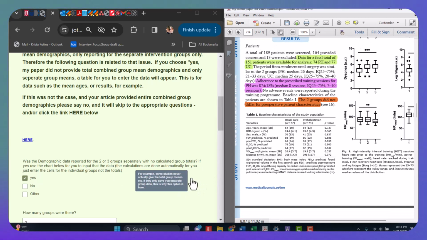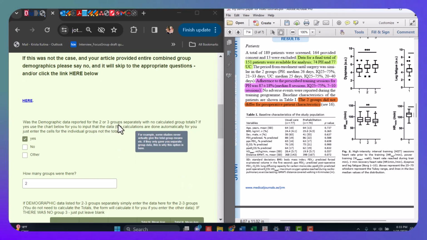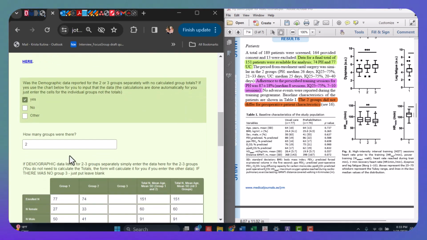For my paper, was it separated into 2 or 3 groups? Yes, it was. It wasn't one group that was pre and post, and they gave the average age and the total N. It was separated into 2. So I said yes. Again, if you say no, other options will happen. If you say other, you'll get an option there. So yes, for me, there were 2 groups. There was the usual care and the prehabilitation group.